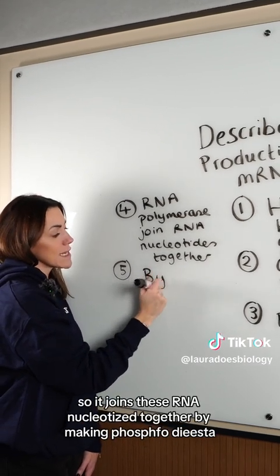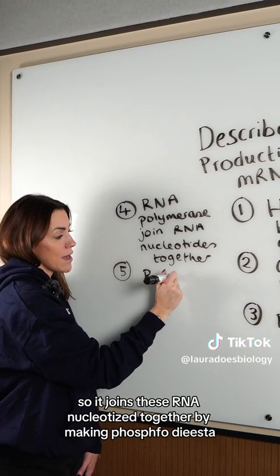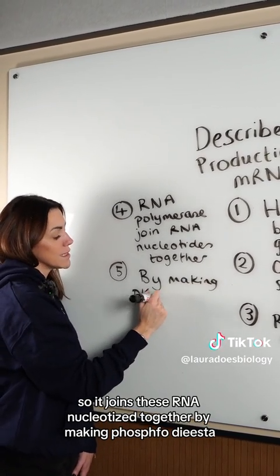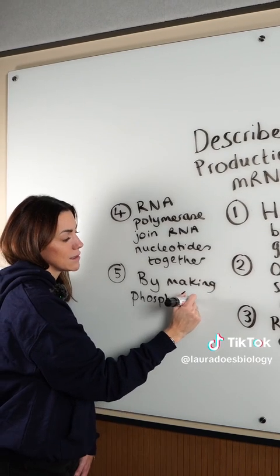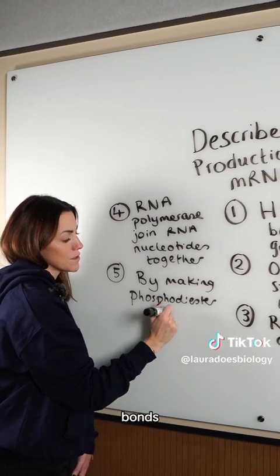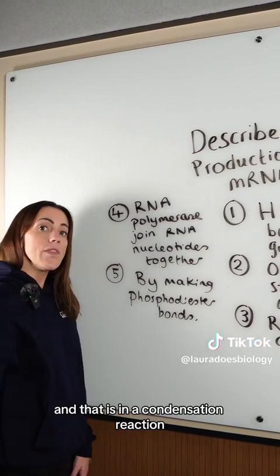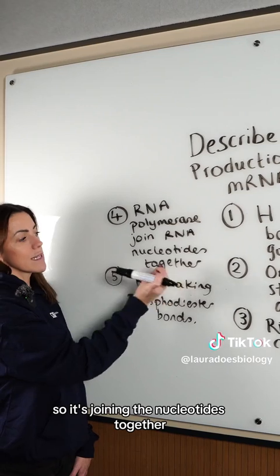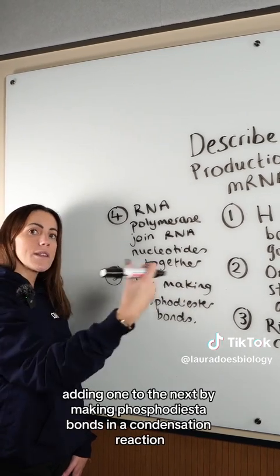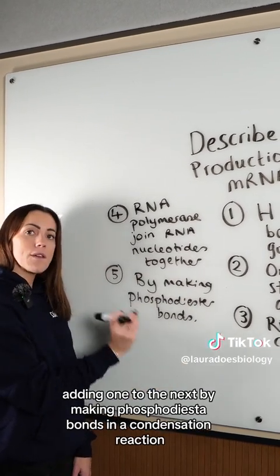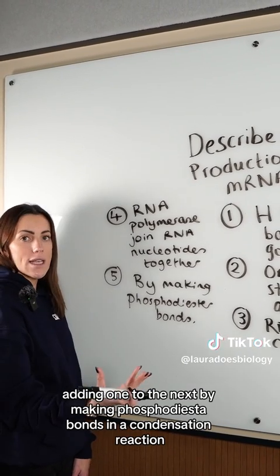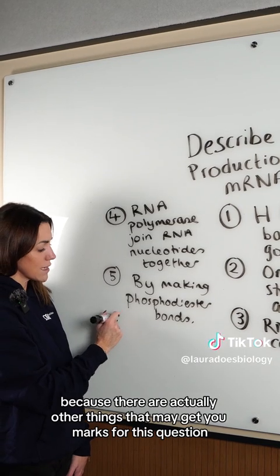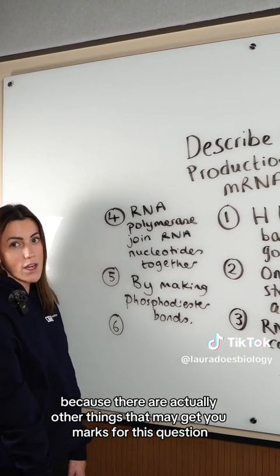So it joins these RNA nucleotides together by making phosphodiester bonds. And that is in a condensation reaction. So it's joining the nucleotides together, adding one to the next by making phosphodiester bonds in a condensation reaction. We're going to continue because there are actually other things that may get you marks for this question.